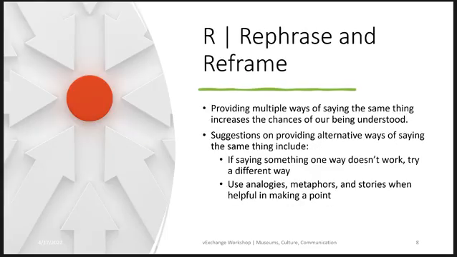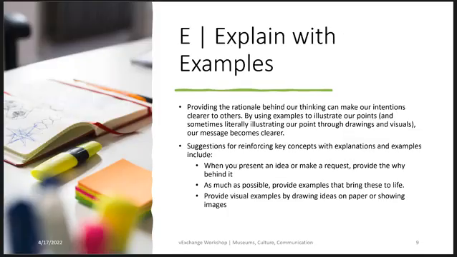Providing multiple ways of saying the same thing increases the chances of our being understood. Suggestions on providing alternative ways of saying the same thing include: 1. If saying something one way doesn't work, try a different way. And 2. Use analogies, metaphors, and stories when helpful in making a point. You could say, for example, or ask, it's a lot like a software update, and continue on with that.